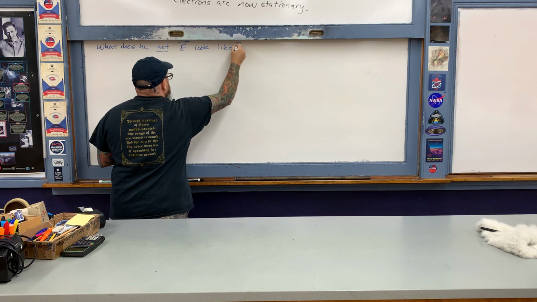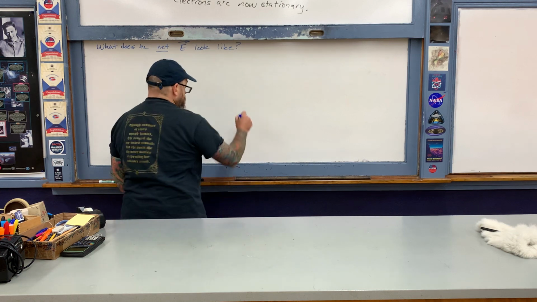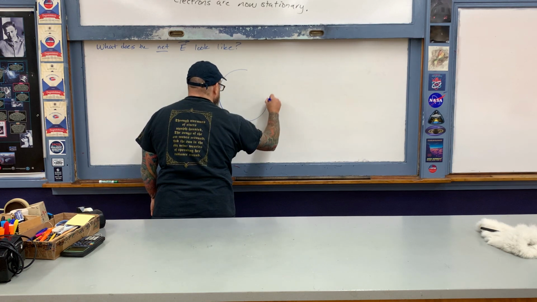Okay, now when I say net electric field, I'm not just talking about the external electric field that is supplied by the charged rod, for example. It also includes the electric fields associated with all of the individual electrons. So once again, this is the net electric field once electrostatic equilibrium has been achieved. So right here is my piece of metal.